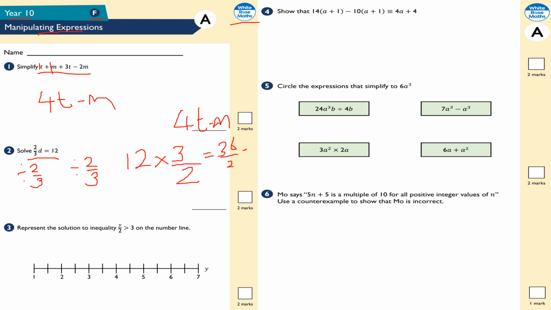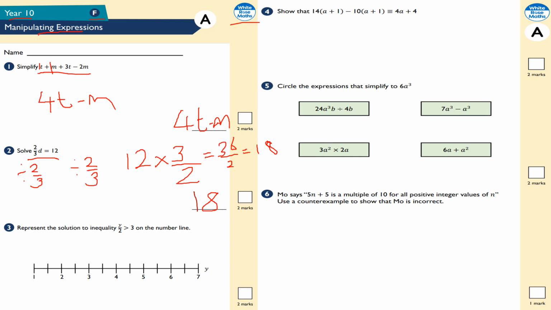So d is equal to 18, guys, and you can work it out. If I do 2/3 of 18, a fraction of an amount, 2/3 of 18 means I do 18 divided by 3, which is 6, and then times by 2, which is going to be 12. So that is right.